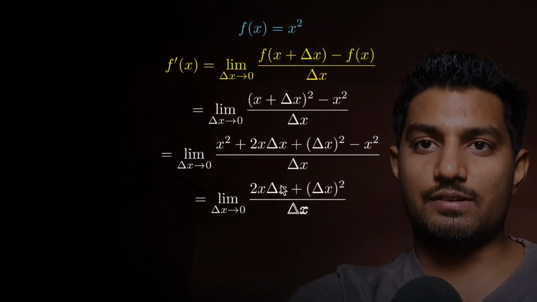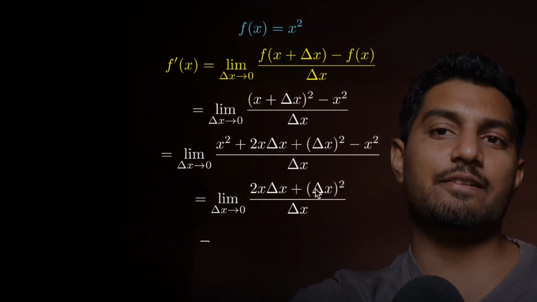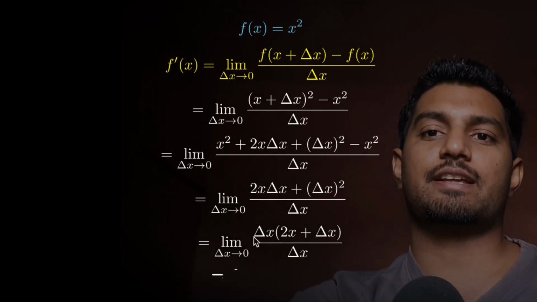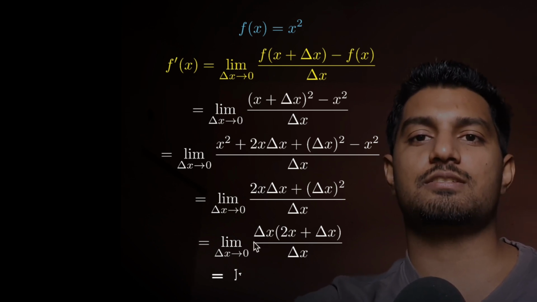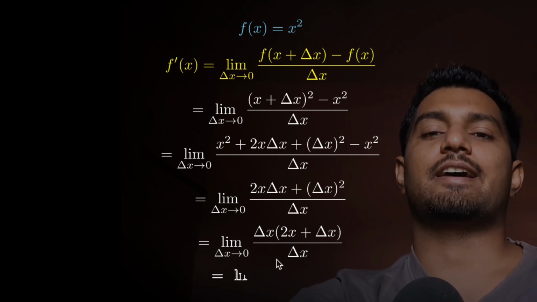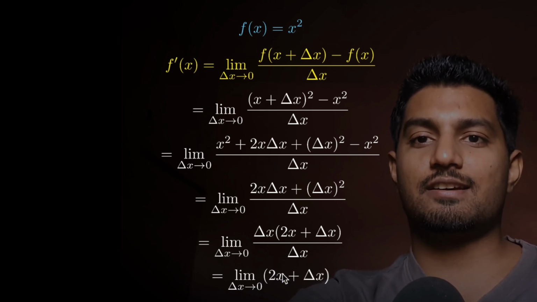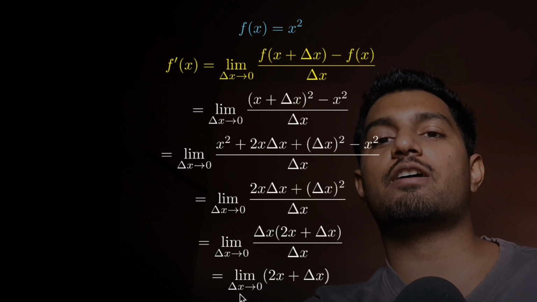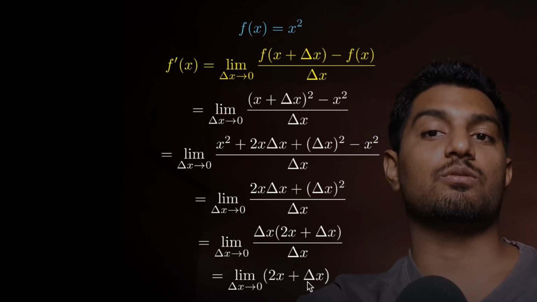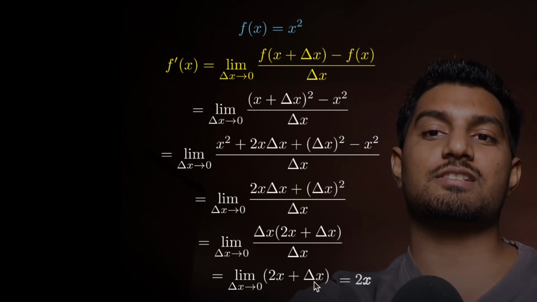And as you can see, delta x is common over there, so we can segregate it and take this delta x out. Then we can cancel this delta x with this delta x and solve it. Now the equation is in a very good form where we have nothing in the denominator, and if I input delta x to be 0, I am left with 2x. So this gives the solution.